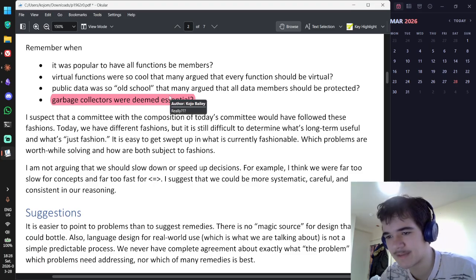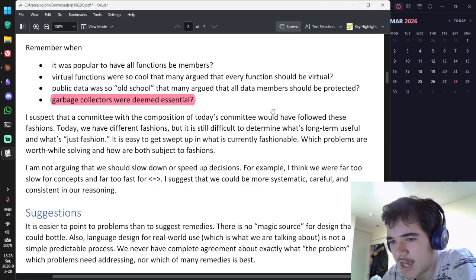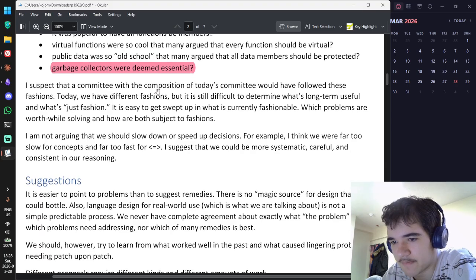I suspect that a committee with the composition of today's committee would have followed these fashions.